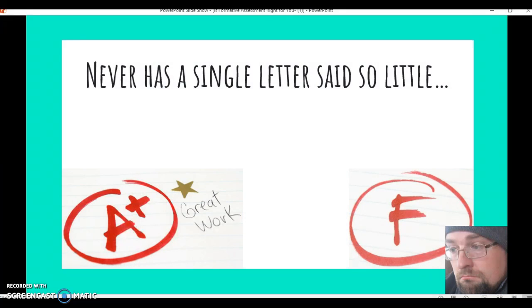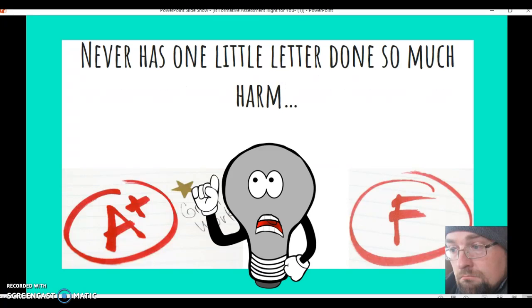Never has a single letter said so little. This is a quick pitch on my part to reconsider letter grades. That A+ and that F are not good practice when it comes to formative assessment. What those represent are both summative assessment. They don't tell students how to get better. And never has one little letter done so much harm.